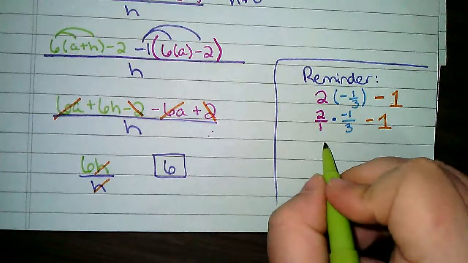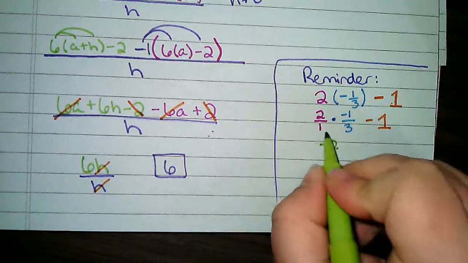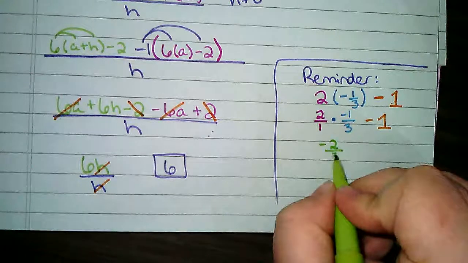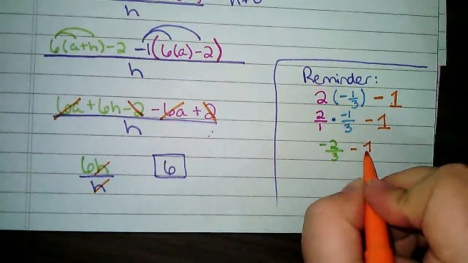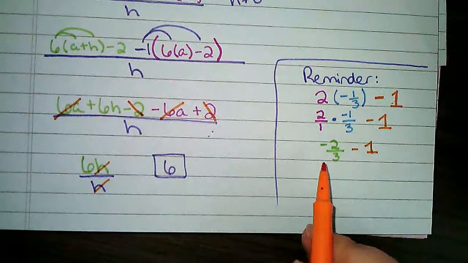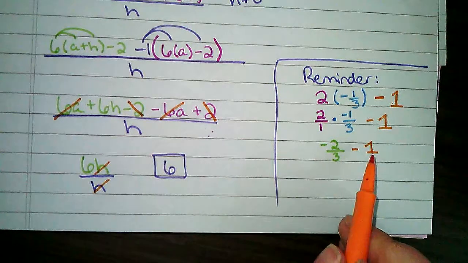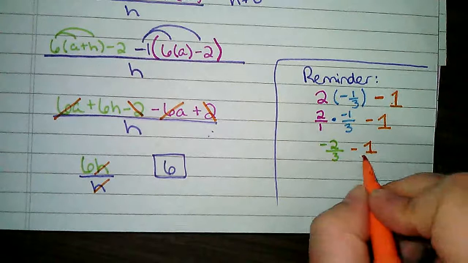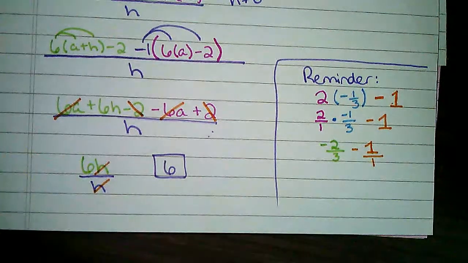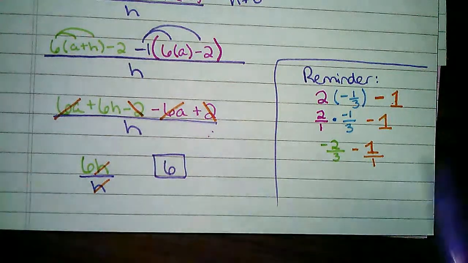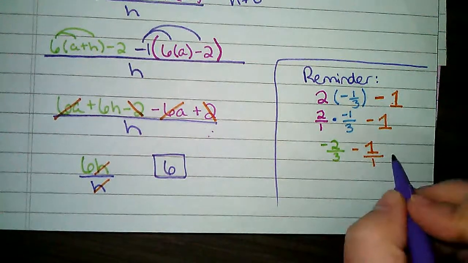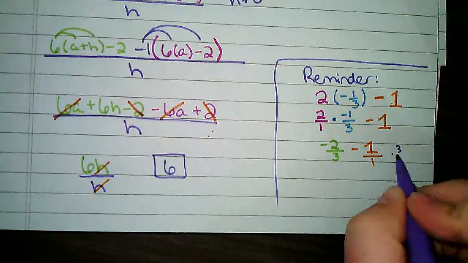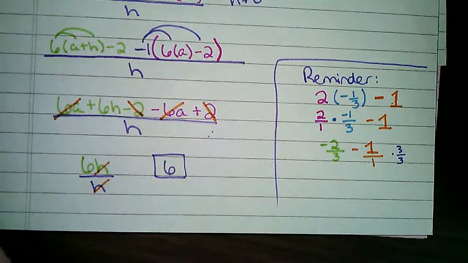So 2 times negative 1 is negative 2. 1 times 3 is 3. And then I need to subtract 1 from that. Well, to do any addition and subtraction, remember they have to have the same denominator. So I can put this over 1. And then what do I need to multiply it by to make sure that I get this denominator of 3? Well, 1 times what gives me 3? 3. So multiply it by 3 over 3.